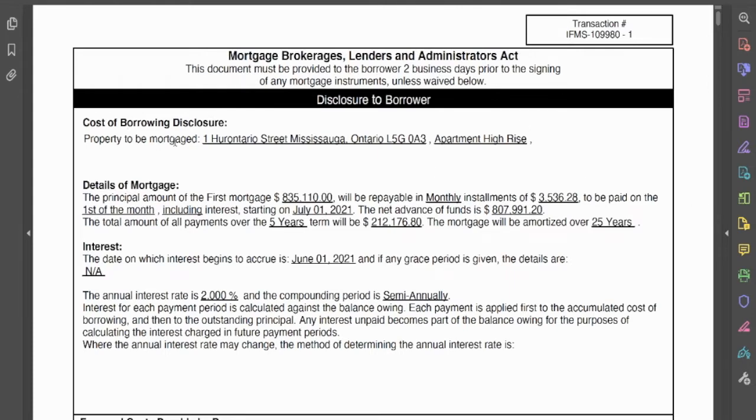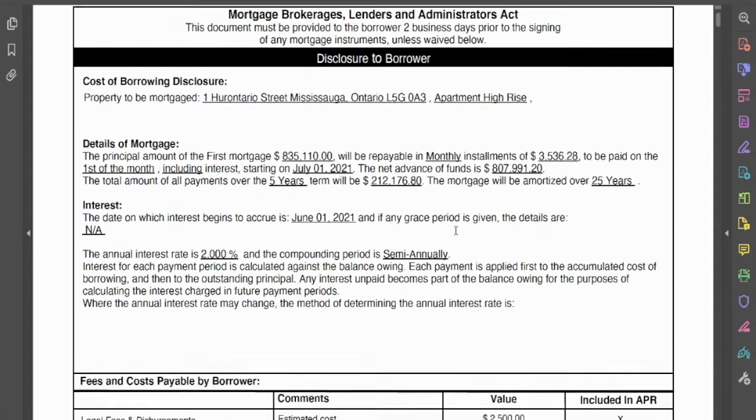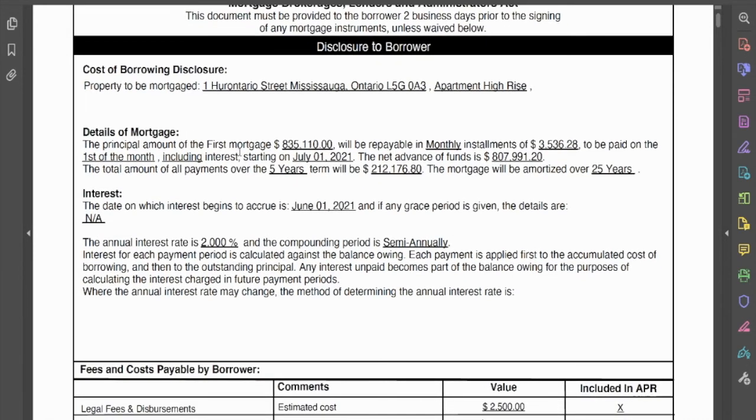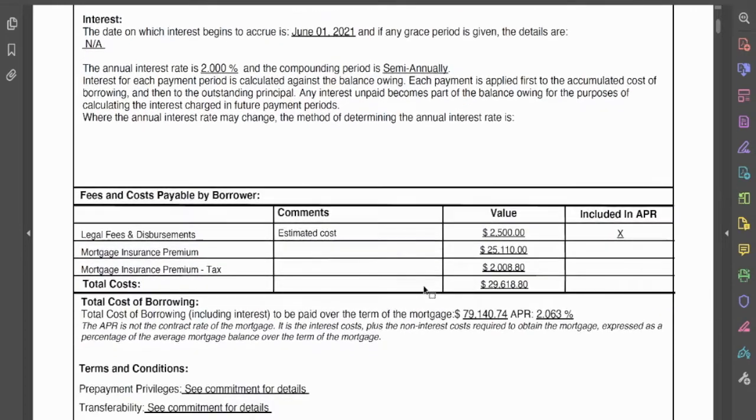At the top, we have your subject property and the details of the mortgage loan. Please note this form defaults to monthly payments. If you choose to pay weekly or bi-weekly, it will not be reflected in this form. The interest rate and the closing date are also reflected in the top section.